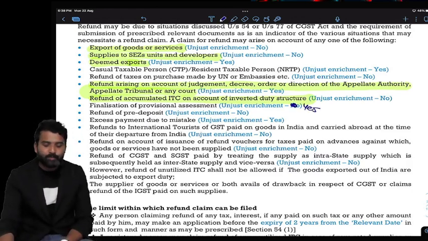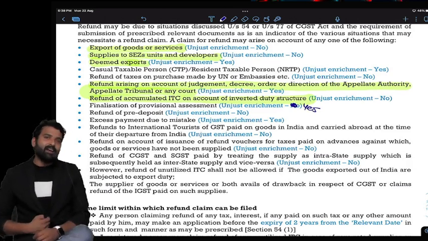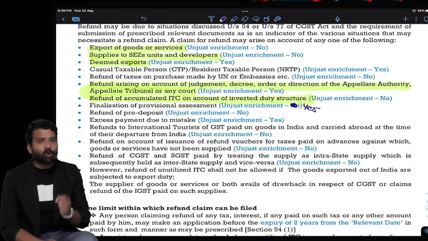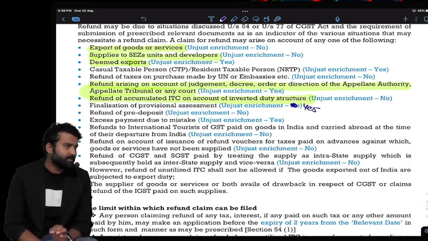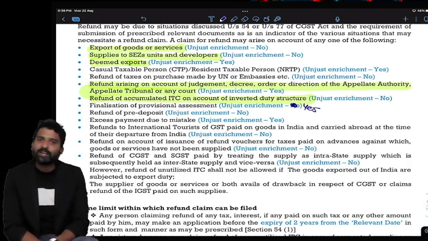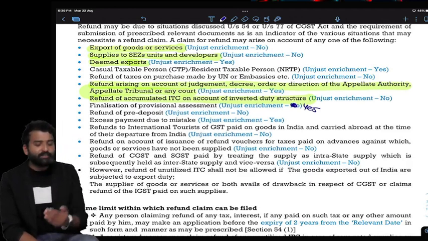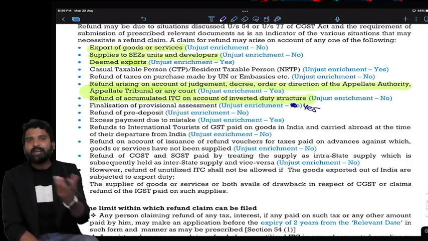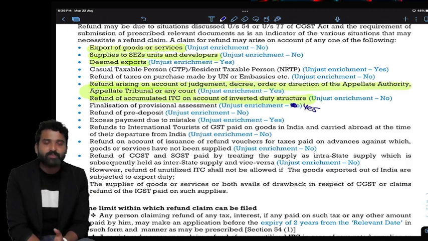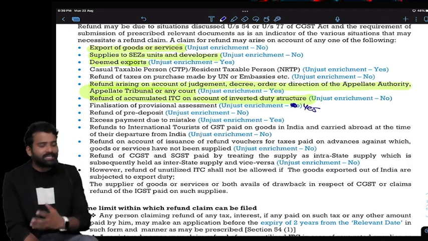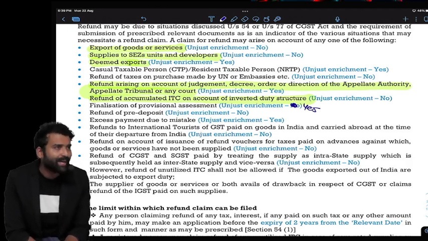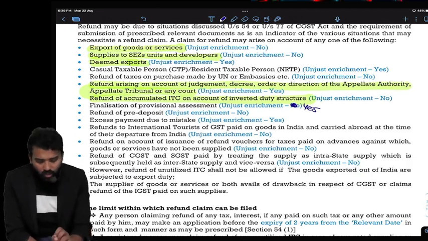If I was provisionally assessed, I have to prove the unjust enrichment, because there might be a chance that I have charged the provisional duty from the customer. If I have already charged the provisional duty from the customer and my final duty is less, maybe I have already shifted the burden, and that's why I have to prove it. So in provisional assessment, unjust enrichment is required to be proved. I have to correct my mistake. It should be yes, not no.